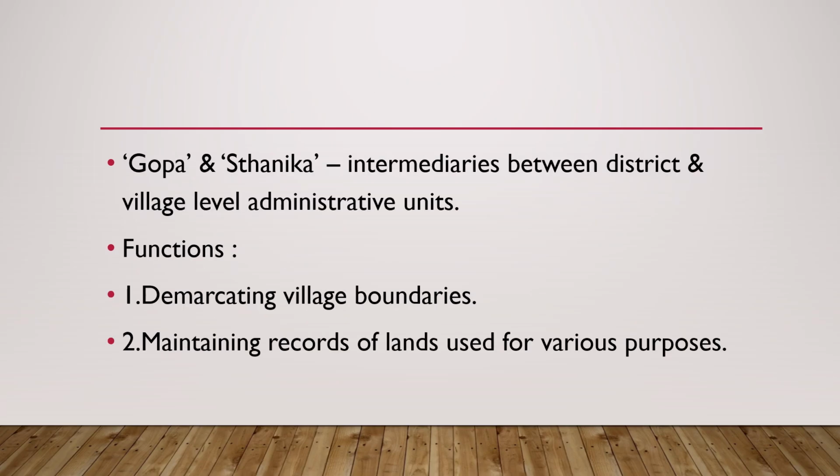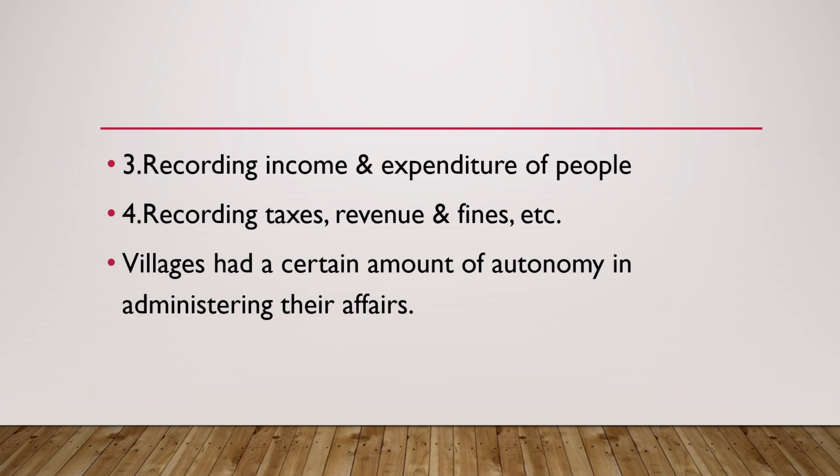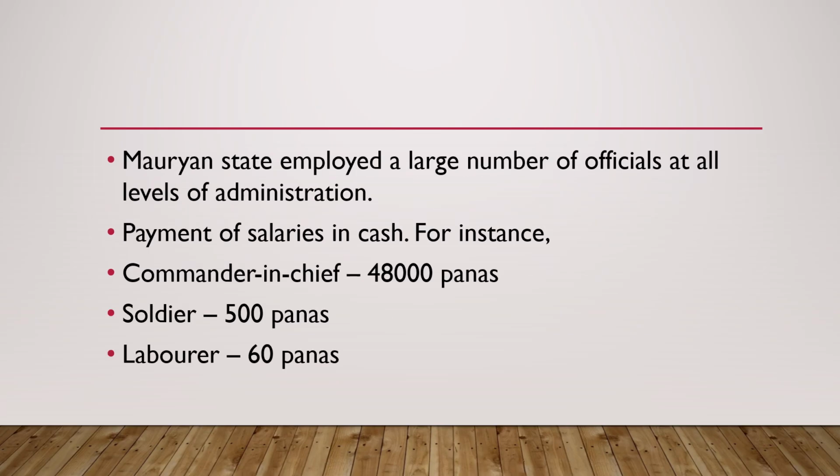We find Gop and Sthanika acting as intermediaries between the district and village level administration, and their functions included demarcating village boundaries, maintaining records of lands used for various purposes, recording income and expenditure of people, and recording taxes, revenue and fines, etc. The villages did have a certain amount of autonomy in administering their affairs. It is clear that the Mauryan state employed a large number of officials at all levels of administration.